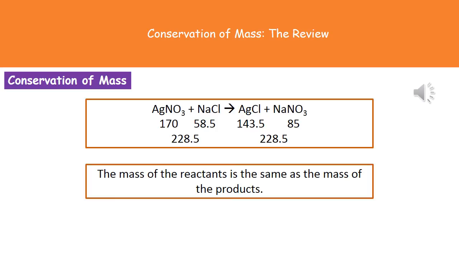Now, if we take our two reactants and add up their masses, we get a total mass of reactants of 228.5. If we do the same thing on the right hand side of the arrow for our products, we also get 228.5, which shows us that we've got exactly the same mass for our reactants as the products. Therefore, mass is being conserved.